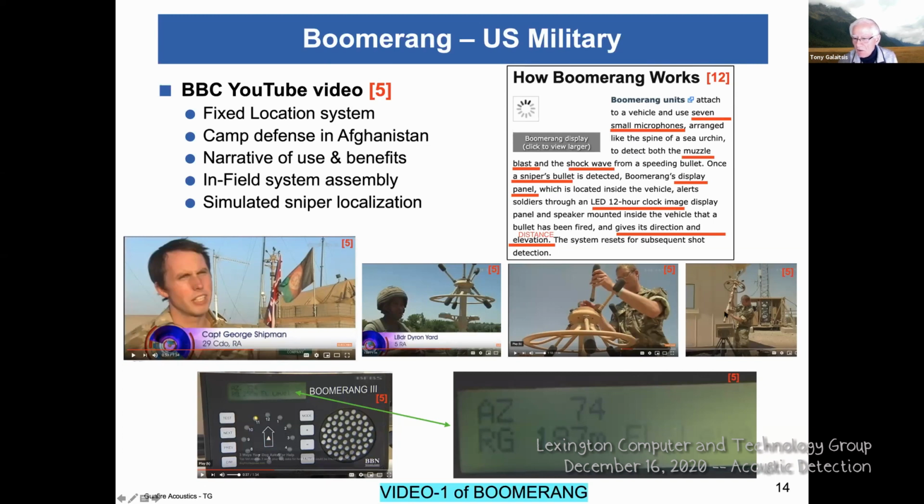And then over here, he's placing the assembled array into a pole that essentially just keeps it up. This is for perimeter defense, but the whole thing, both this boom, as well as the box down here, which contains this, can be mounted in the back of a vehicle, and I'll show you a picture later. And then this is the screen that announces the bearing, like azimuth is 74 and range is about 187 meters.